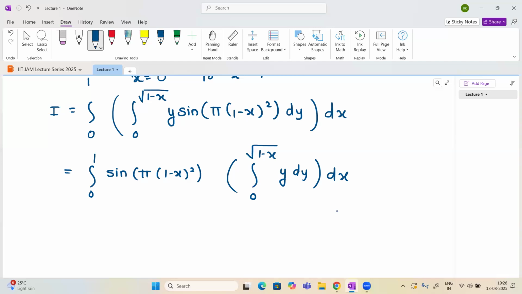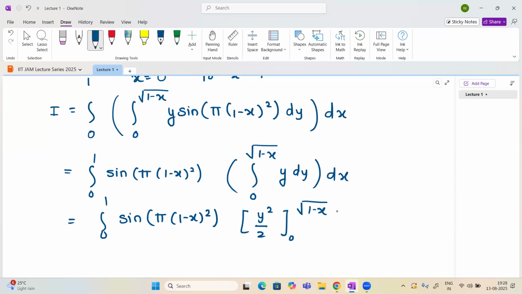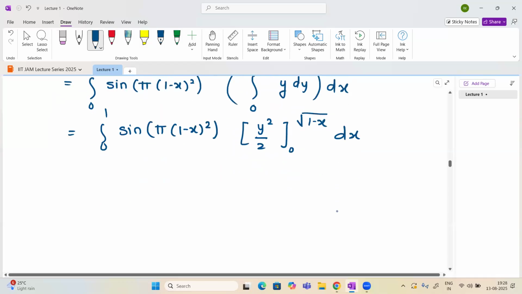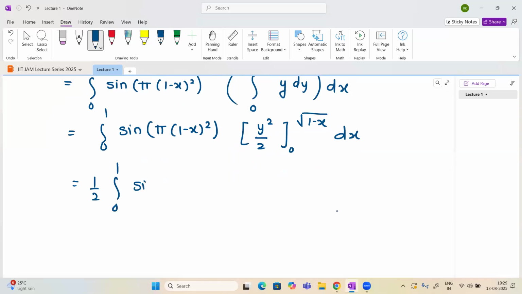What is the integration of y? y square by 2. Now the integration is simple. So y square by 2, from 0 to root 1 minus x, dx. 1 by 2 is constant, so I will take it outside, 0 to 1, sine pi 1 minus x square. Put the upper limit, tell me. If I put the upper limit, what will I get? 1 minus x.